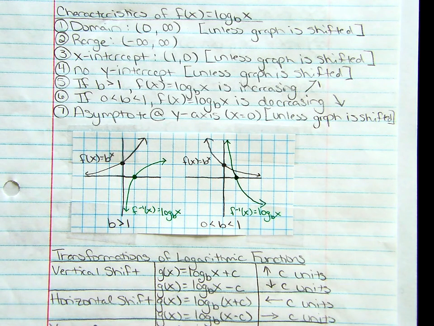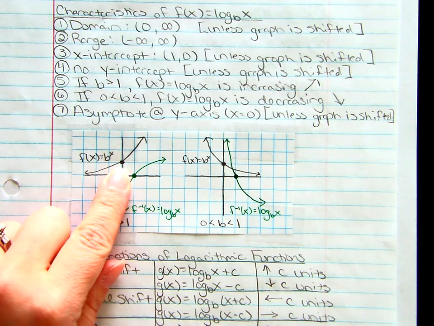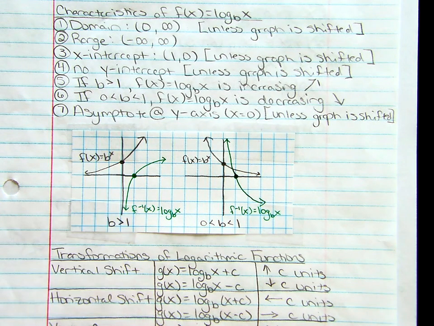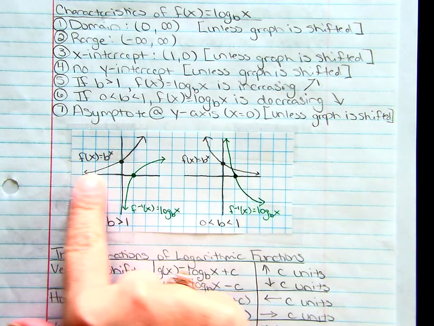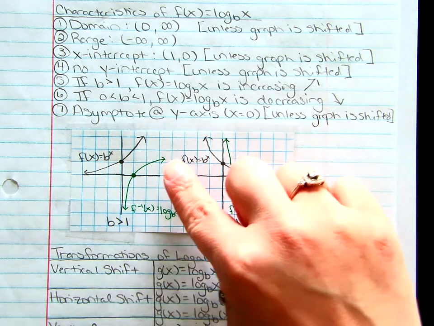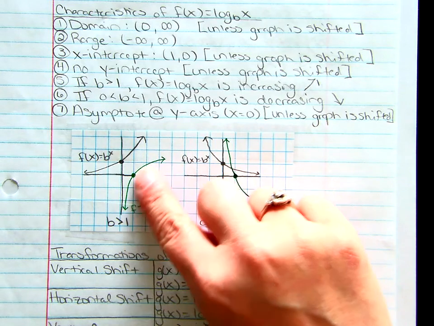For our logarithm, we have an x-intercept at (1, 0). Remember, for our exponentials, we had a y-intercept of (0, 1). All we do is switch our x's and our y's, and that's how it works. So there's no y-intercept unless there's some sort of a translation. As you can see from the general graph of our exponential, remember we had an asymptote here. If you look at the graph for our logarithm, we're going to have an asymptote on our y-axis.